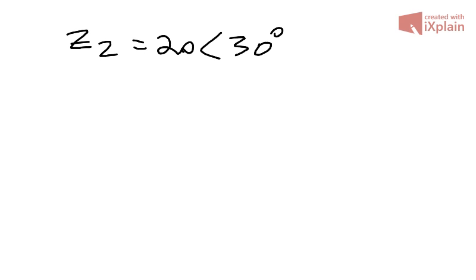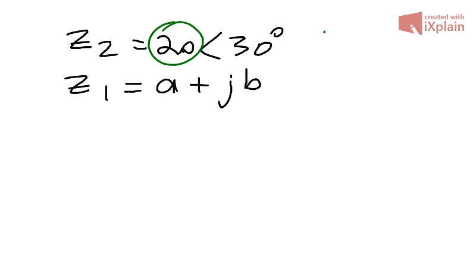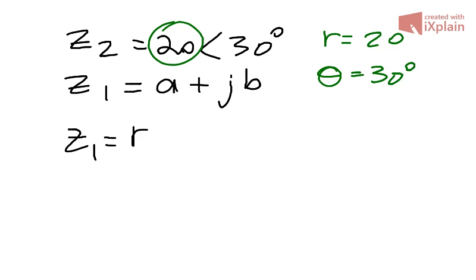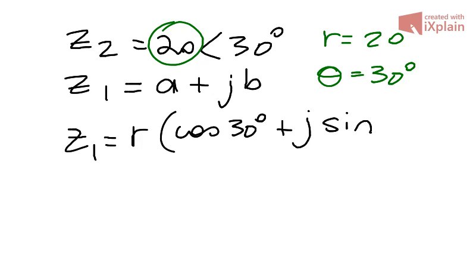Then the next stage would be to convert Z2 that was originally in polar form. We should convert this into the rectangular form A plus JB. What do we know here? 20 is the R and 30 degrees is angle theta. So we go from polar to rectangular via the trigonometric form. So we would say Z2 is the radius multiplied by the cosine of the angle plus J times sine of the angle, which I have already written as 30 degrees.